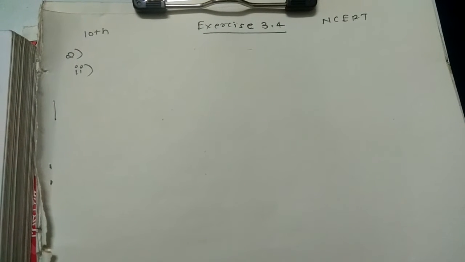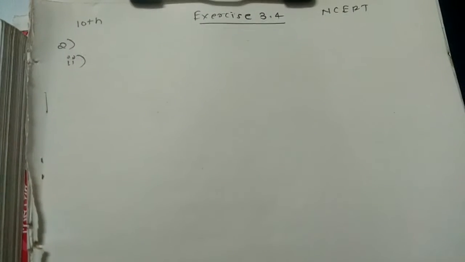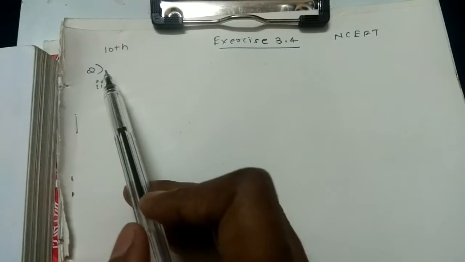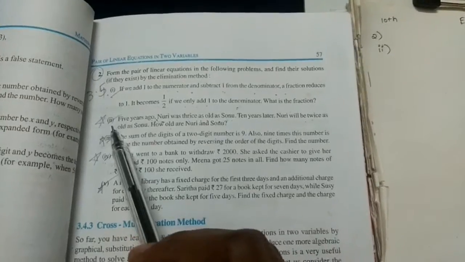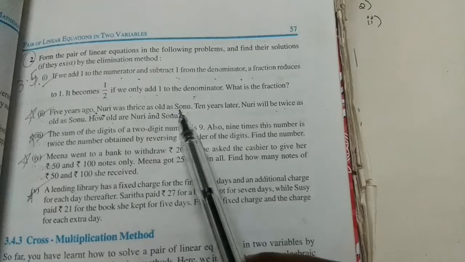Hello students, in this video I am going to explain exercise 3.4, question 10 from NCERT. That is the second main question. In that second question I am going to explain you. You can see here the second main question. So, 5 years ago Nuri was thrice as old as Sonu.